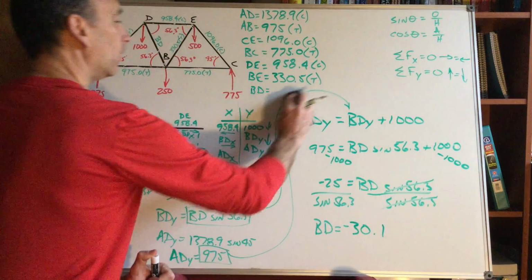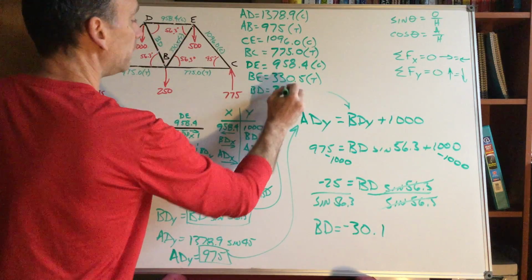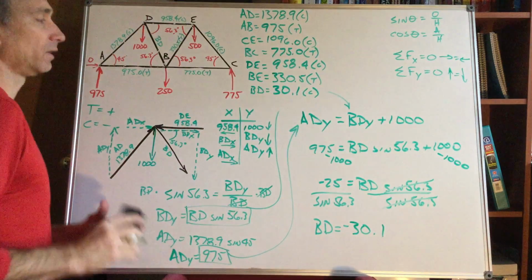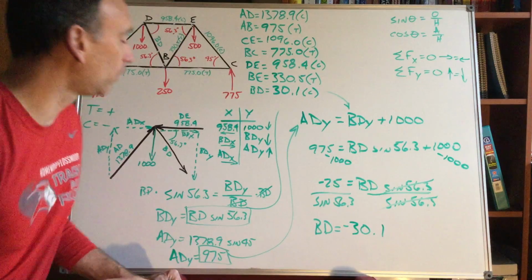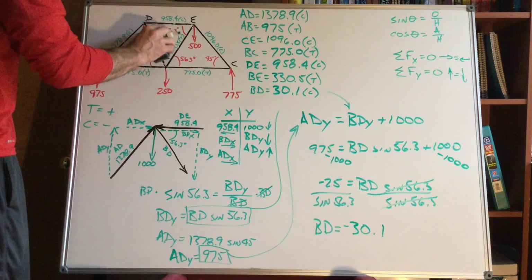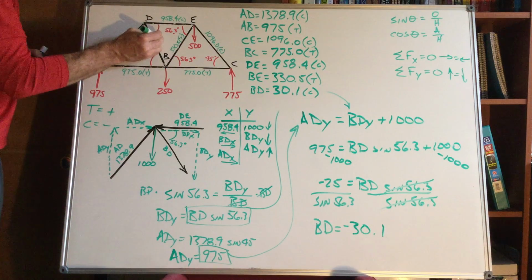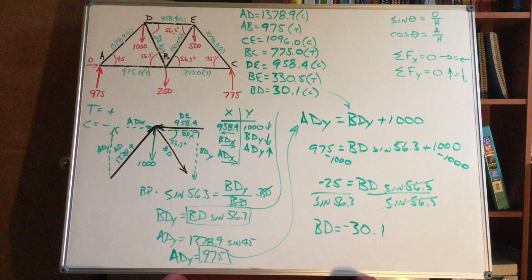And as we know, it's not a negative value. It just means it is in compression. So I change that to 30.1 in compression. And then I can go ahead and update my drawing. And voila, we have found the forces within our entire system.